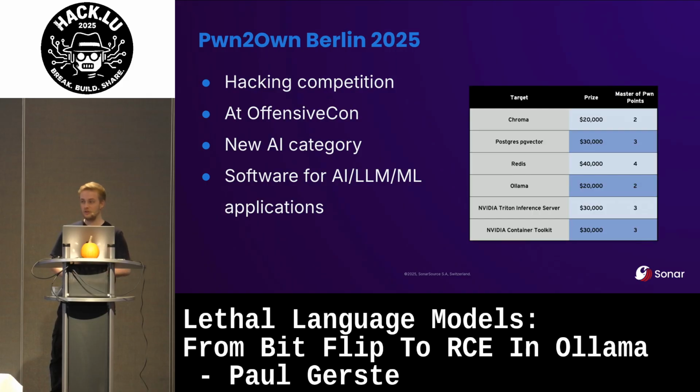And this is what the target category looks like. You might know some of these targets, for example Redis, and there are also different things from NVIDIA. All of these are open source, which is not that usual for the competition. And there's also Ollama, which I decided to look at.